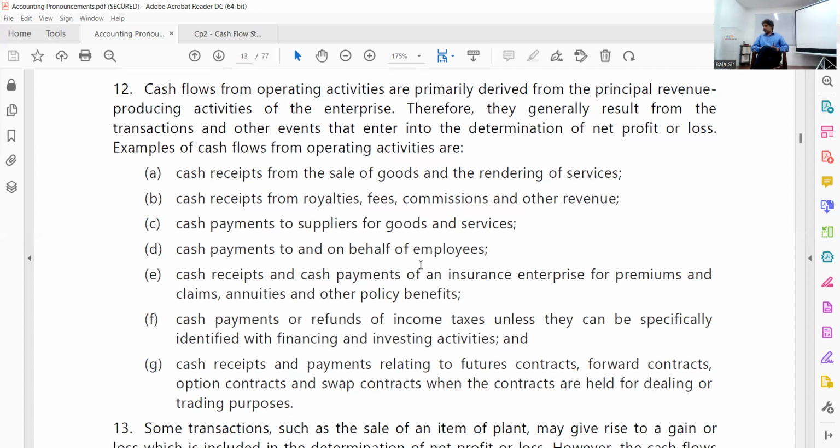Now, shall we start? I will take up an example, a CA final examination question. Let's understand how to prepare a cash flow statement under which method? Direct method for operating activity, right? The cash flow statement wherein you have to present the operating activity under the direct method. Shall we? Take up this example. Here we go.